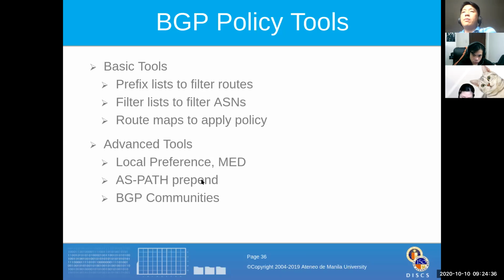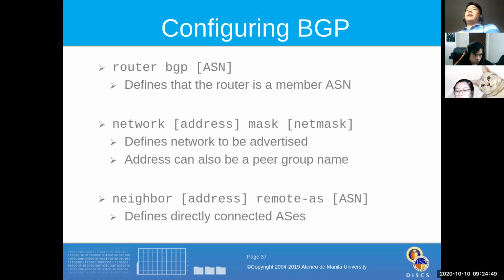You can also do AS path prepend. This is a way of making an AS or a particular ISP not preferred. And you can use BGP communities. The example I'll show later uses prefix length and AS path prepend.